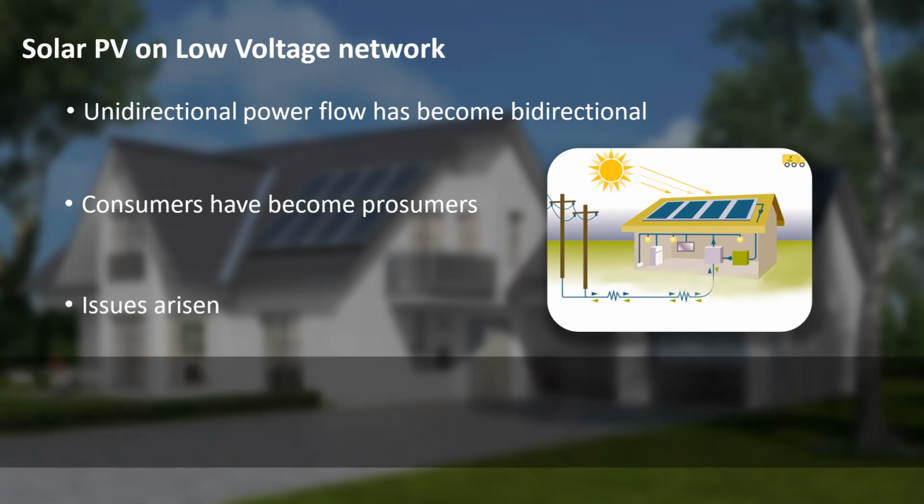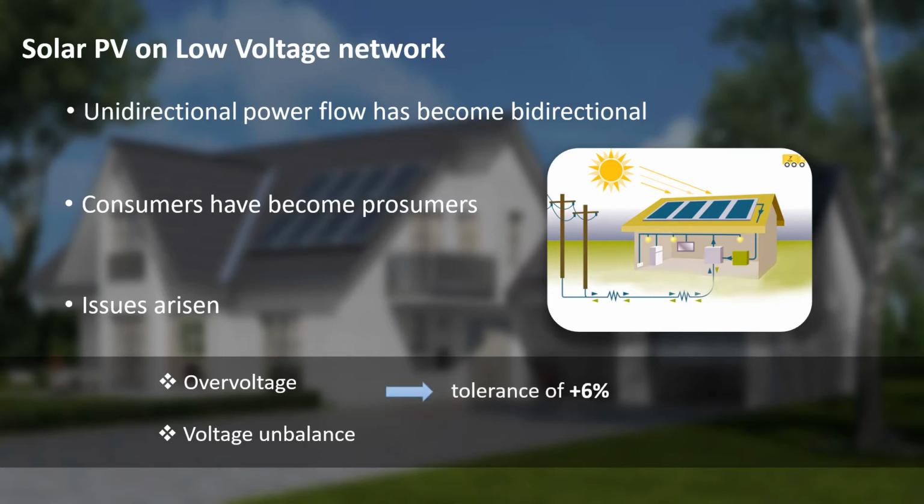Among many power quality issues arisen due to solar PV, voltage rise and voltage unbalance are given key consideration in our project. As of IEC 61000-4-30 Class A standard, a voltage rise of plus 6% from the nominal voltage and a voltage unbalance factor of 2% is allowed.